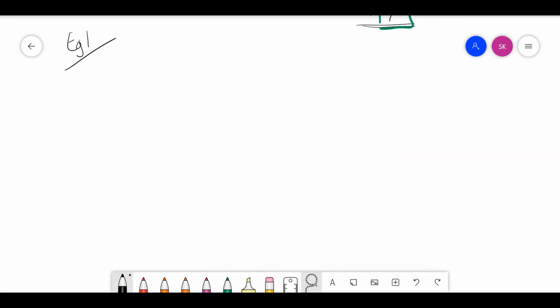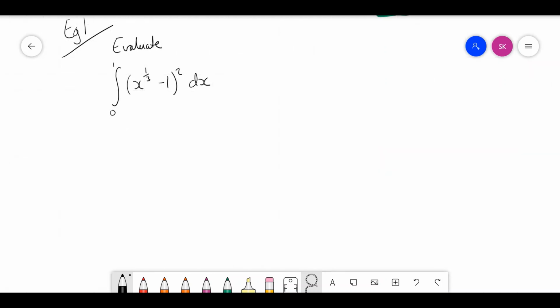So if you're asked to evaluate, the key is in the word value, evaluate, so find the value of the integral lying between the limits of (x to the third minus 1) all squared with respect to x. I want you to pause the video and have a go at doing that on your own first.